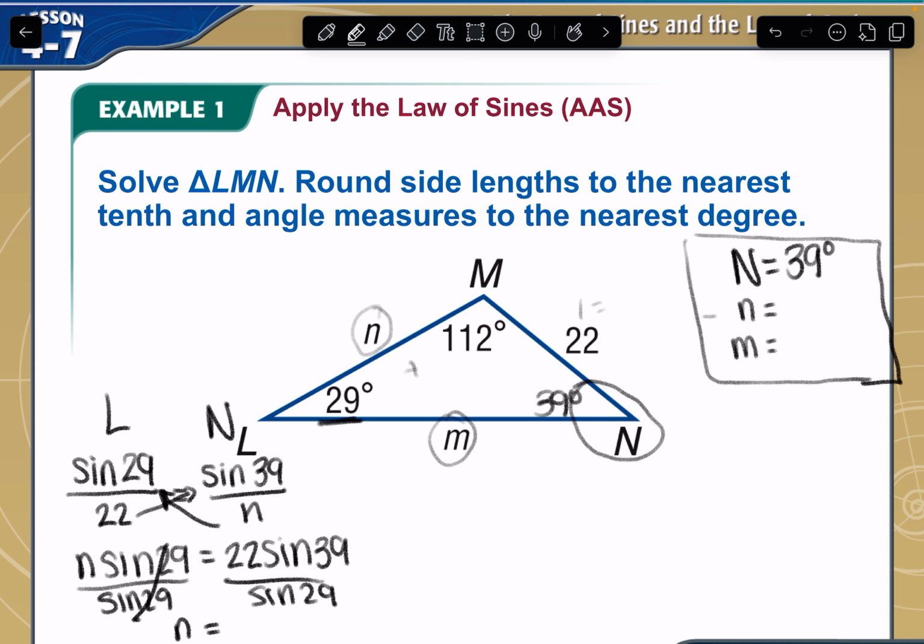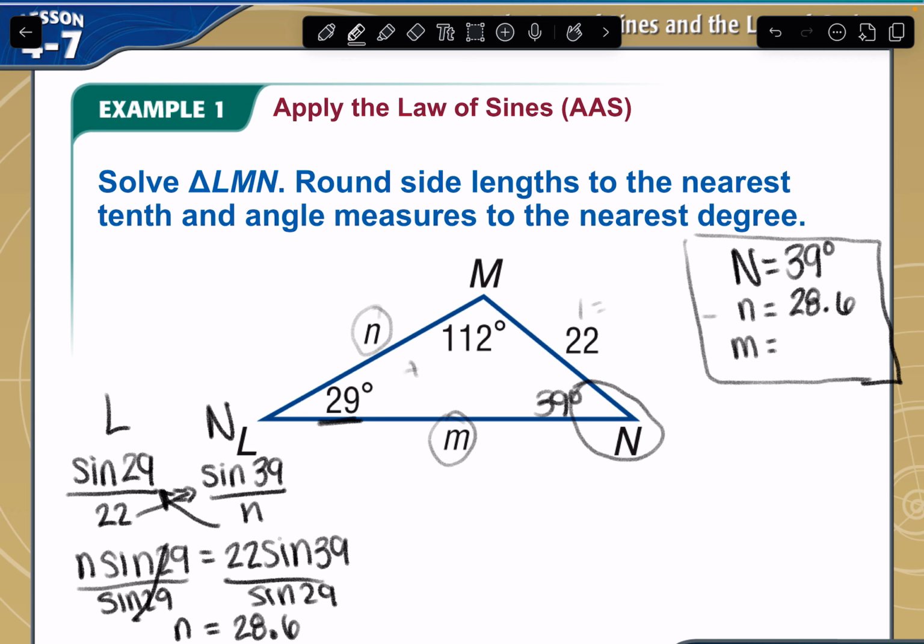For these questions, it tells you to round your side length to the nearest tenth, so just one decimal place, and it said round your angle measures to the nearest degree, which would just be a whole number, which we already did. So whenever I plug this into my calculator and I solve, I should get that my side length of n is 28.6.